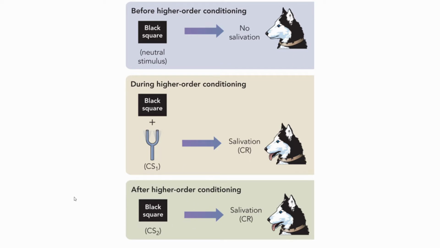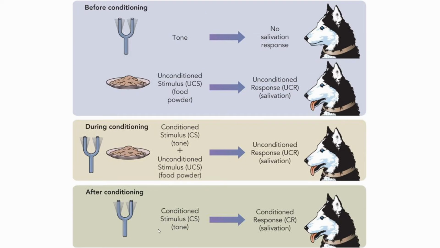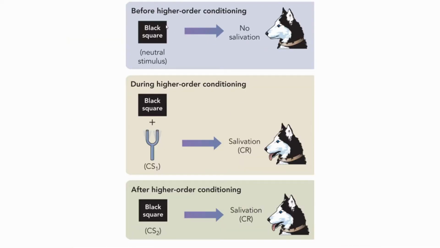And specifically, this is second order conditioning because it's a second step, so one extra step removed from normal classical conditioning. Before our higher order conditioning, we have a black square, which is our neutral stimulus. A black square to a dog means nothing, there's no response here. If we showed the dog that conditional stimulus from this previous stage, if we let them hear that tone, they still produce that conditional response. That's where we're at before our higher order conditioning.